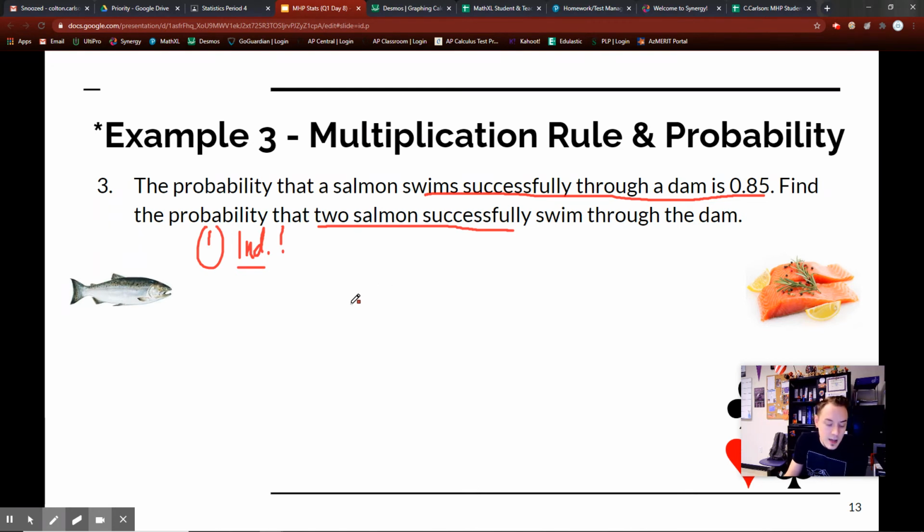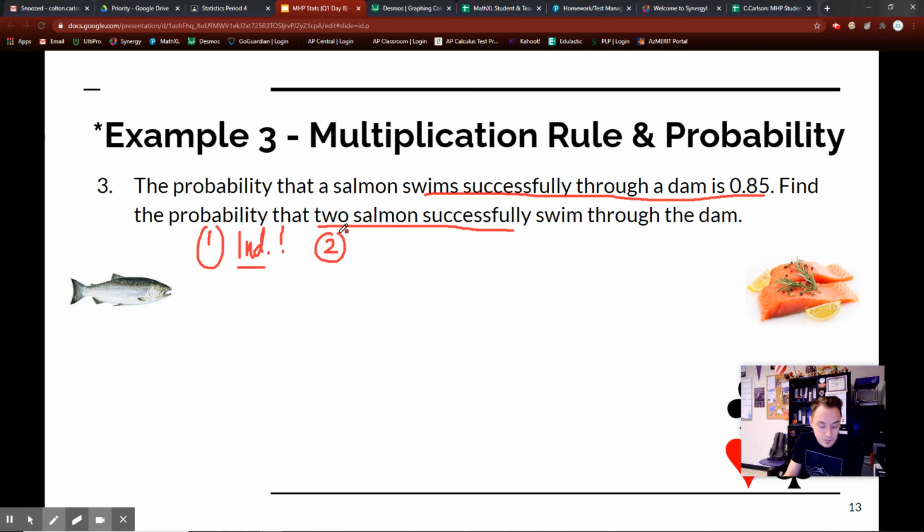It's independent because what one salmon does in the dam does not affect the other salmon, unless they get into like a bar fight, all right? But the first salmon swimming through the dam does not affect the probability of the next salmon. They're two completely separate events. So since they're two completely separate events, they don't affect each other, it's independent.